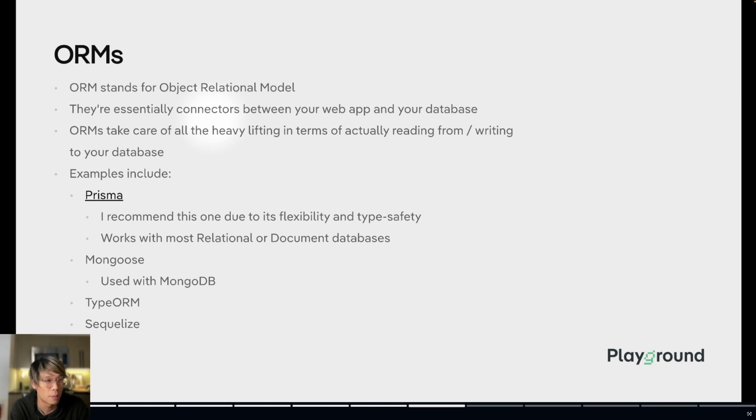Okay, so let's now talk about ORMs. ORMs is one of those acronyms in web development that you might hear and see before, but you might not actually know what it means. I personally had to look up what it stands for because I always forget what ORM stands for. It stands for Object Relational Model.